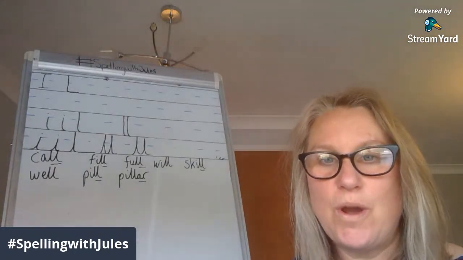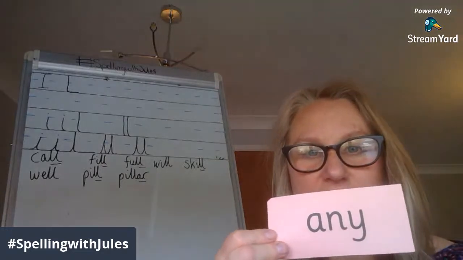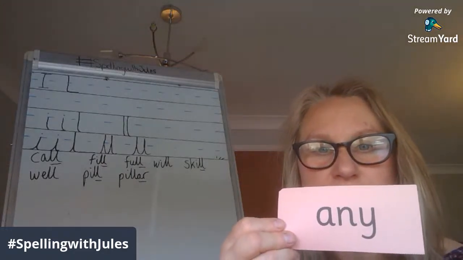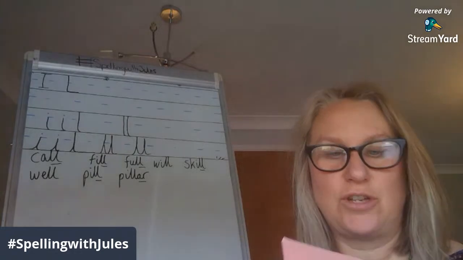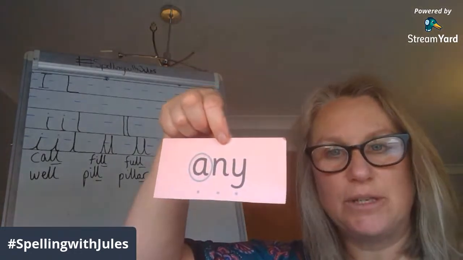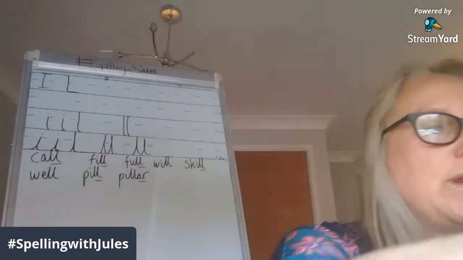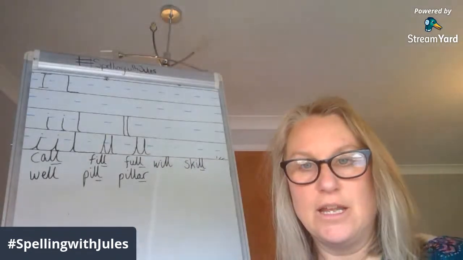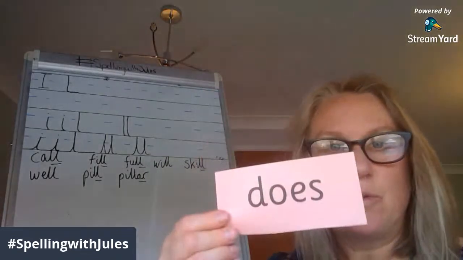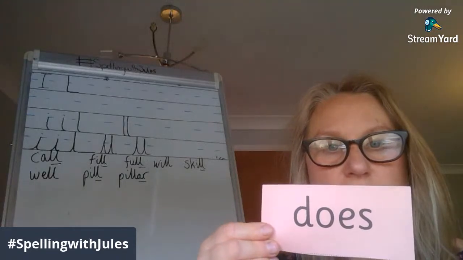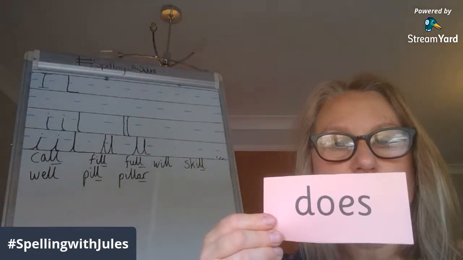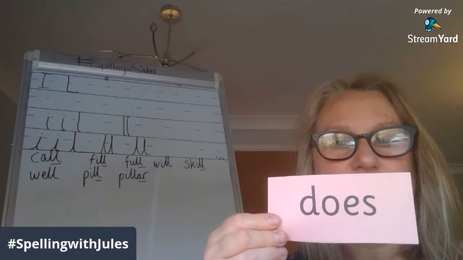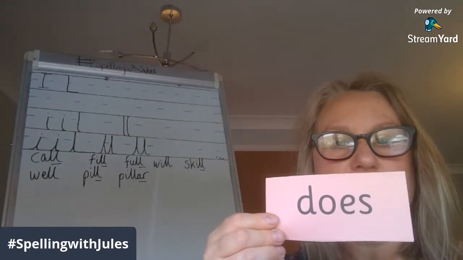We've got number one, any, A-N-Y, any. And that's tricky, isn't it? Because it's an E sound, but using the letter A. So number one is any. These are to remember, and I'll test you on these tomorrow. Does. Okay, that comes from the word do. So you could do D-O-E-S. Does.